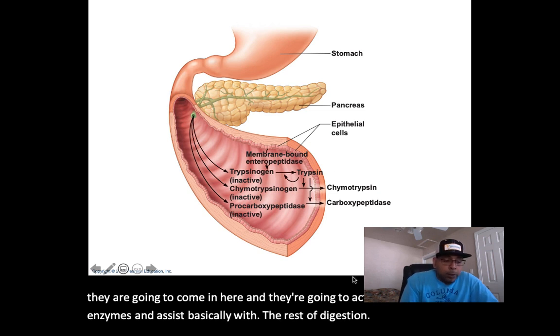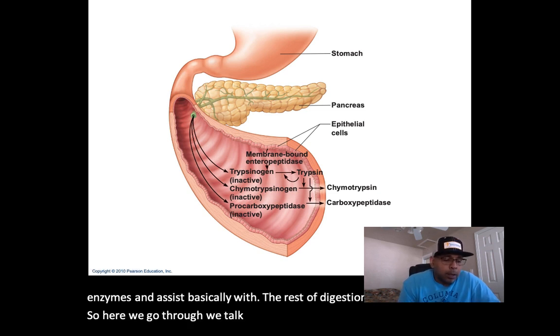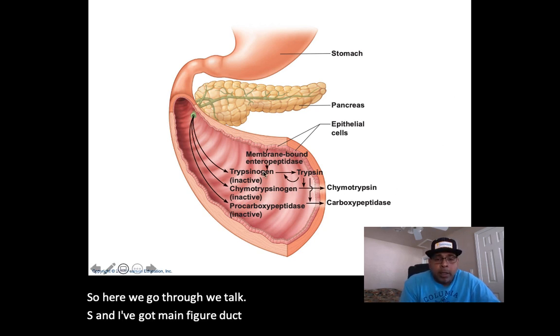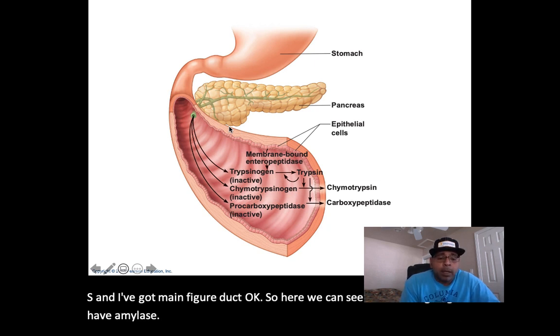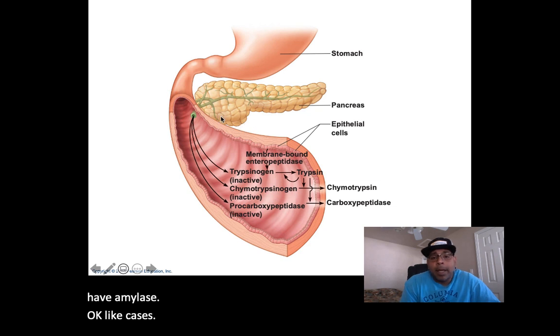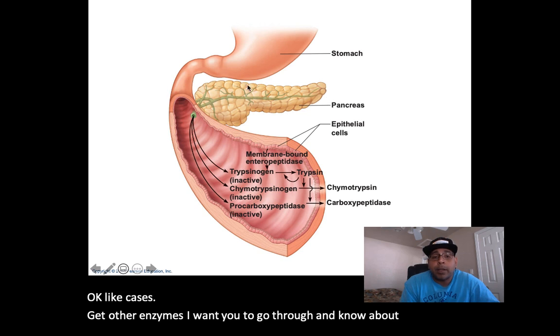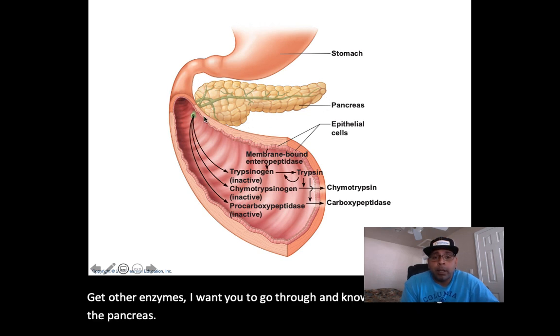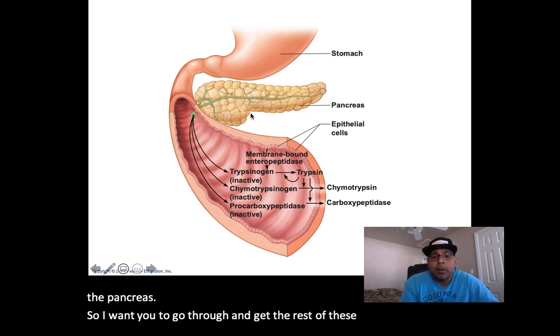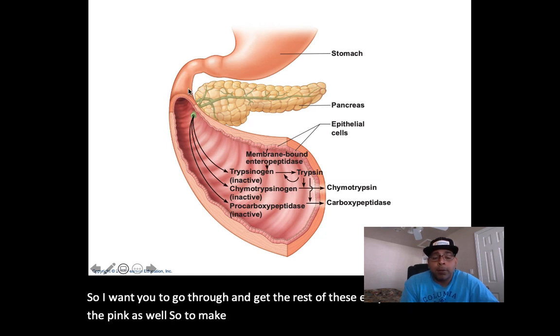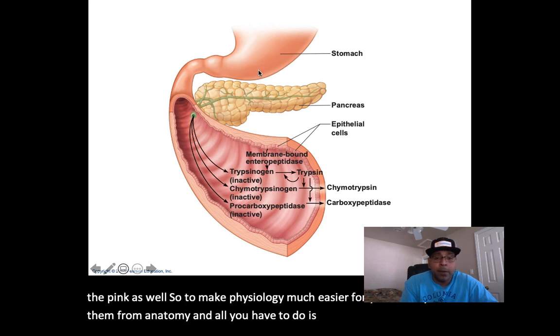So here when we go through and we talk acini, we've got main pancreatic duct, okay, so here we can see we're going to have amylase, lipases, and other enzymes I want you to go through and know about coming from the pancreas. So I want you to get the rest of these enzymes down from the pancreas as well. To make physiology much easier for you, you already know them from anatomy, and all you have to do is learn and see how they're going to actually function when you get to physio.